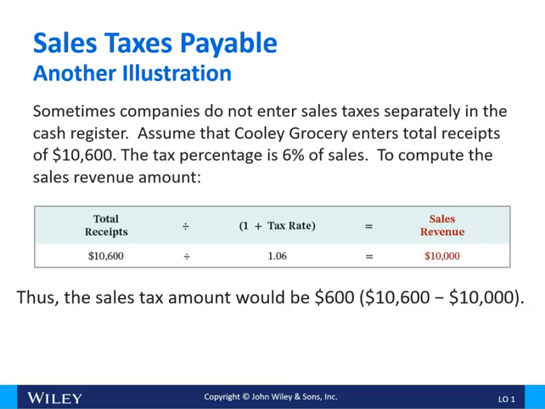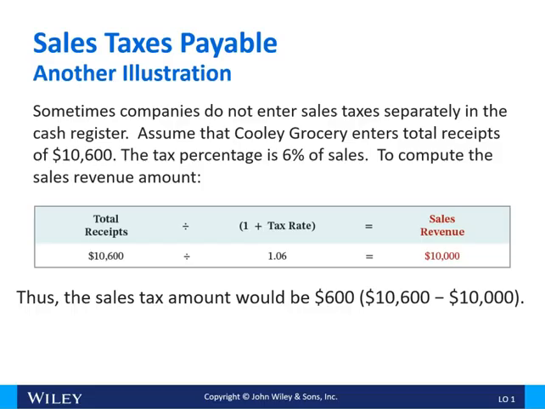So if we're going to look at examples where companies do not enter sales taxes separately, they're just going to show the total receipts. So Cooley Grocery enters total receipts of $10,600. Tax percentage is 6% of sales. To figure out how much is sales revenue and how much is sales tax payable, we have to do a calculation where we take the total receipts, the 10,600 in this case, divided by 1 plus the tax rate, so 1.06. That gives us our sales revenue, $10,000.